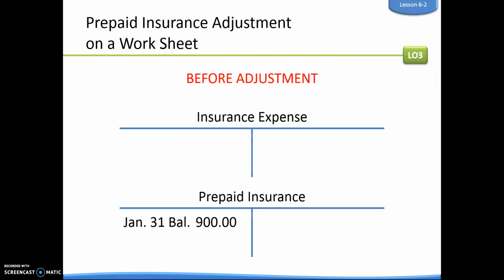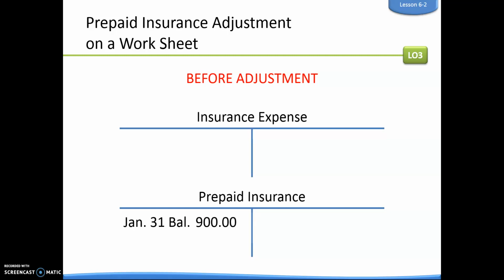Okay, so the same thing happens for prepaid insurance. If you know anything about insurance, what happens is you always prepay, hence why we have prepaid insurance. You pay for car insurance, you pay for home insurance, you pay for life insurance, you pay for that all up front. So let's take a car, for example. You pay for 6 months of insurance on January 1st.